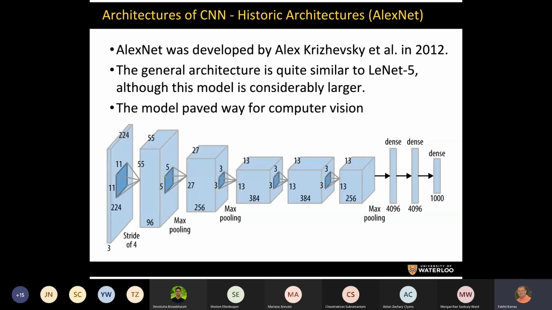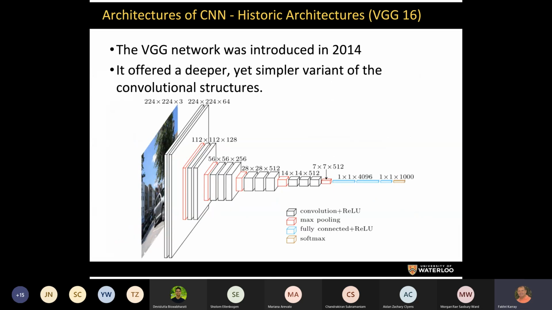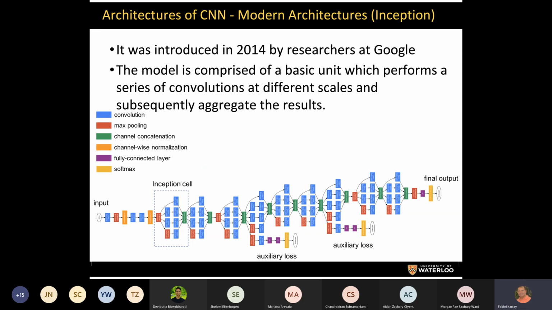So going forward, this is the architecture of AlexNet, and then there is the VGG16 type of network. So this is another type of structure. Okay, so it offered a deeper yet simpler variant of the convolutional structure with smaller sizes of this particular network. So as I mentioned to you, Google has provided another type of network which is called the Inception network, utilizing the Inception cell, utilizing what is known as auxiliary loss components of the system. So basically, it's a variant of CNN with various additions.